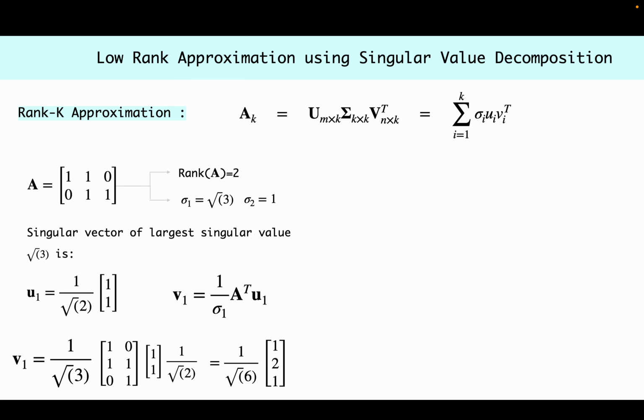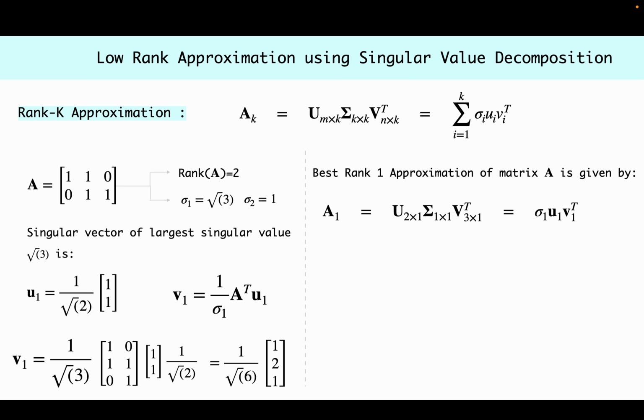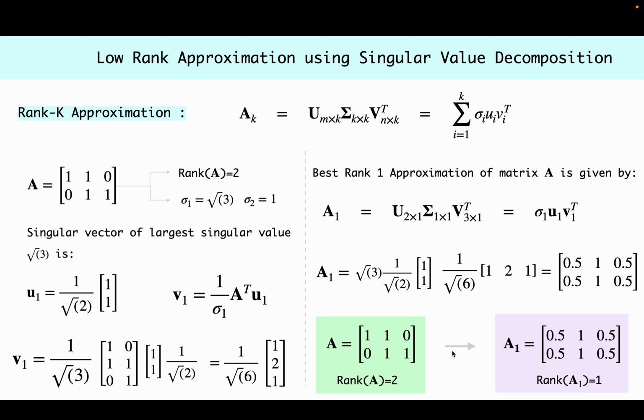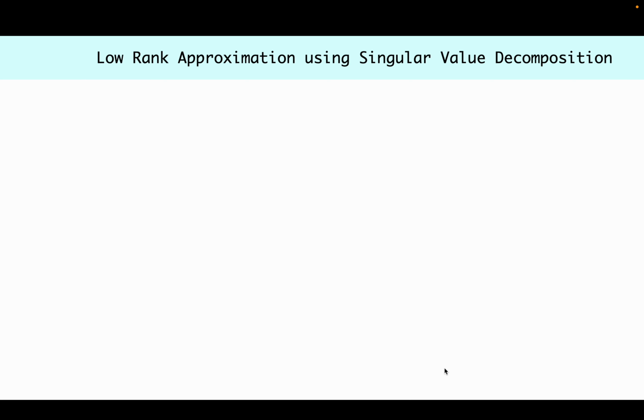Once we obtain the largest singular value, we can get the best rank 1 approximation of this matrix by constructing U sigma V transpose, but using only one singular value and one singular vector. When you compute, this is what we get. This is the rank 1 approximation. As you can clearly see, there is only one independent column vector, and this is the rank 1 approximation of the matrix A. So this is the final answer. Our original matrix was rank 2 and we obtained the best rank 1 approximation of the matrix A. In this way we can obtain it for any matrix.